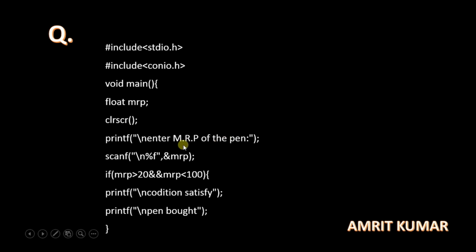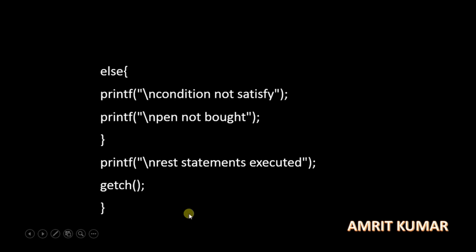Then we have used the same printf function, enter MRP of the pen, and the scanf function. So the user is going to enter the MRP from the keyboard, and that value is going to be stored here in the specified format. After that I am checking the condition. If MRP is greater than 20 and MRP is less than 100, then the condition satisfied, pen bought, is printed. Otherwise, pen not bought is printed.